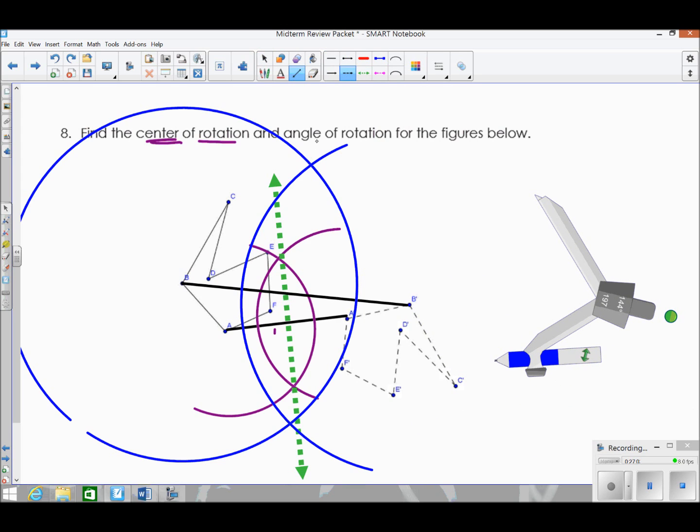If I connect these two intersection points, now you can see where my two lines cross, or where my two perpendicular bisectors cross. That represents the point that's equidistant. So this point here represents the point that's equidistant from A and A prime, as well as B and B prime. It would also be true if I connected any other set of points, the intersection of my perpendicular bisectors would occur at this point. So what that means is this point is the center of rotation.